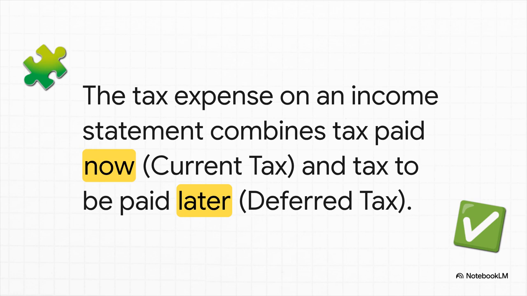So the answer to our puzzle is this. That single tax number you see isn't just about the cash going out the door this year. It's a much smarter, more complete number that includes both the tax being paid now and the tax that's going to have to be paid later.